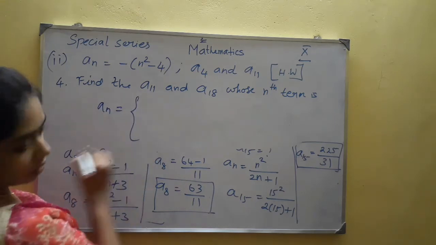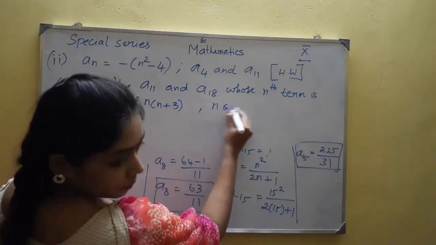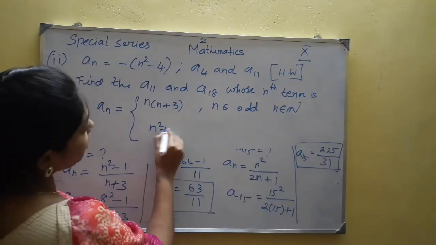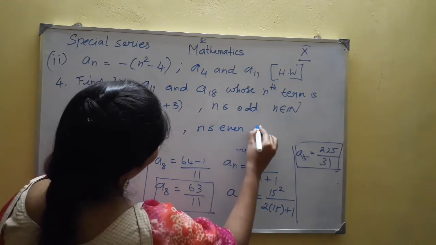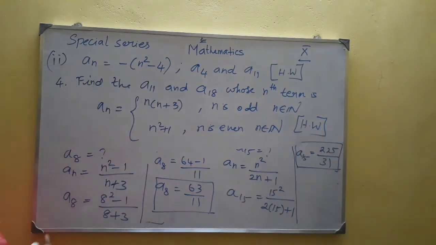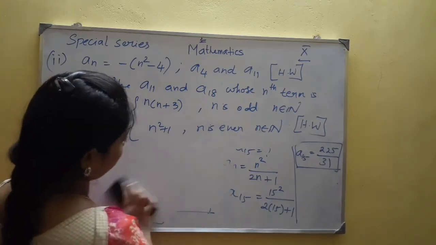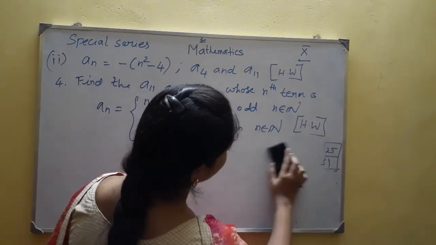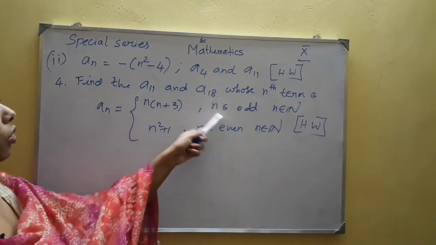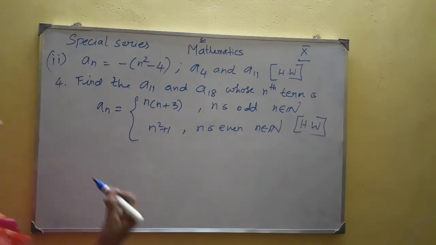An is n into n plus 3, n is odd, n belongs to natural numbers, and n square plus 1, this is for n is even, n belongs to natural numbers. Take this as homework. So in the same way, 11 is an odd number, no, so you want to use this as your nth term. 18 is an even number, no, this you want to use as your nth term. Now the 5th problem.